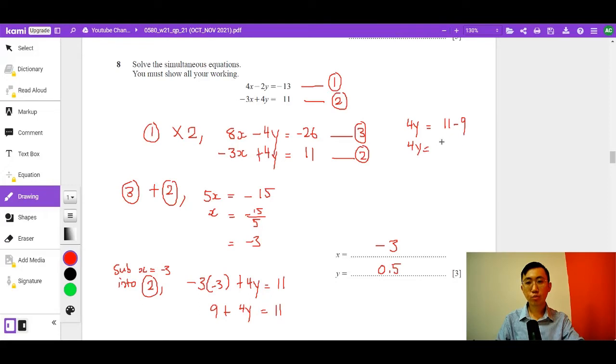So continue to bring your working. And now we have to bring 4 towards the other side to become divide. So 2 over 4 simplifies to be half or 0.5. Okay, so you already show your working and it's already tallying with y equals 0.5. So that's how you do simultaneous equations.